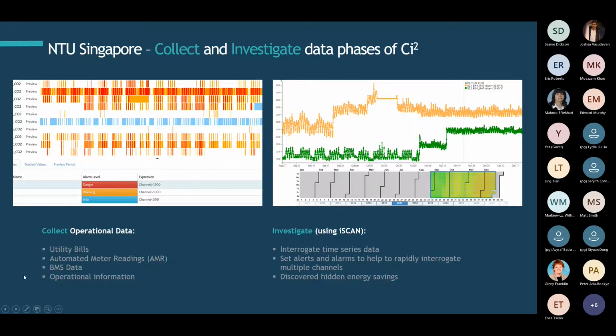So again, collecting from all the different available time series data, anything that was being measured on the campus, from utility bills, BMS, etc., and investigating it to try and look for hidden energy savings. So using our cloud-based analytics platform, iScan, we were able to compare the different time series data, look at if there are any data gaps, and we can use our tools to fill those data gaps, providing we have enough data there to fill it.